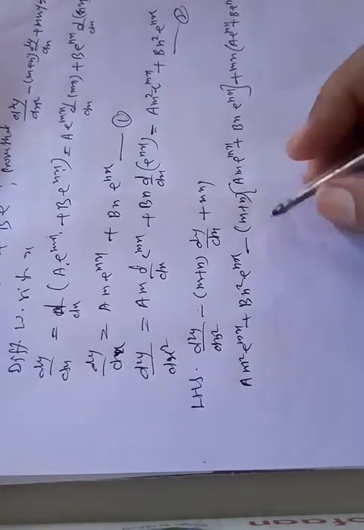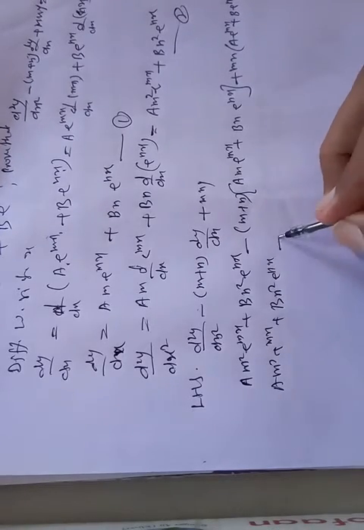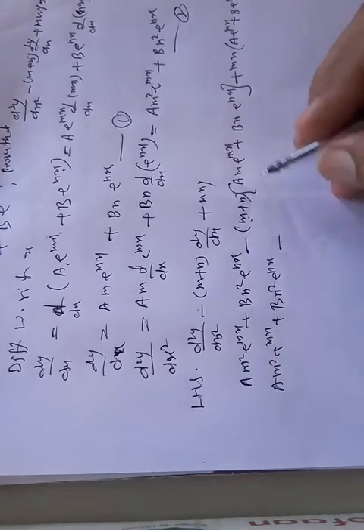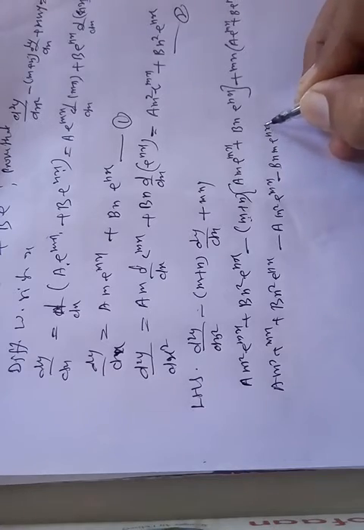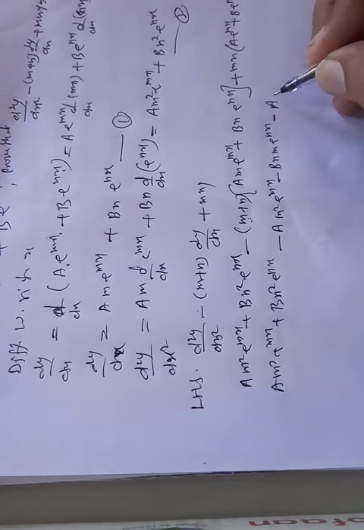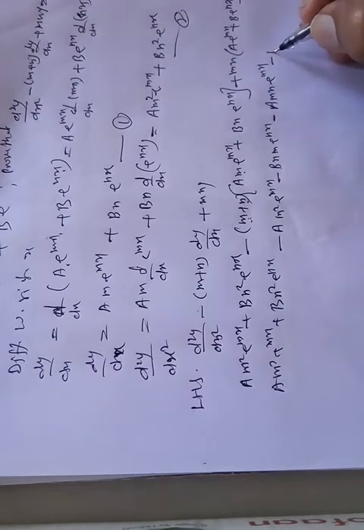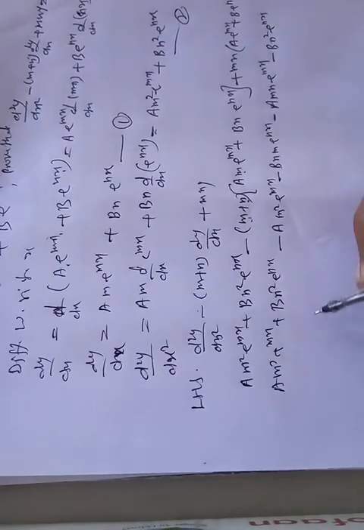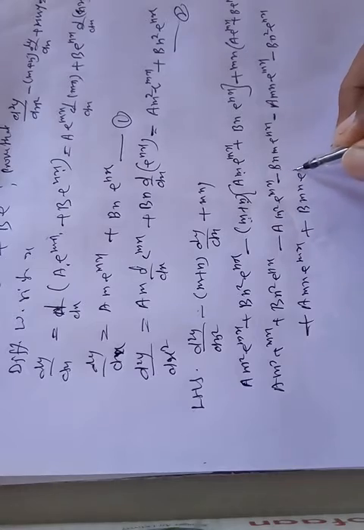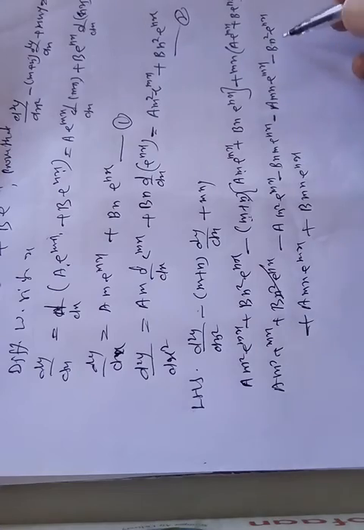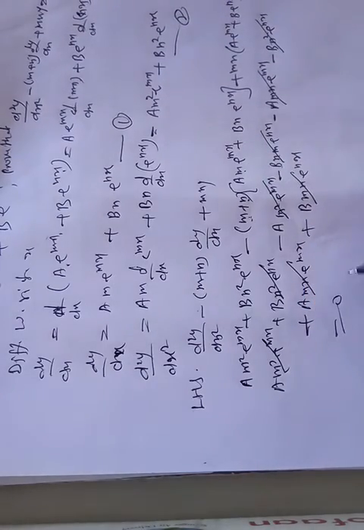Now simplify. This is a m² e^(mx) + b n² e^(nx), minus, multiplying m in both terms, a m² e^(mx) minus b n m e^(nx), and again multiplying n, minus a m n e^(mx) minus b n² e^(nx), and plus mn times a e^(mx) plus b e^(nx). So the terms cancel, and this is equal to 0, which is the RHS.